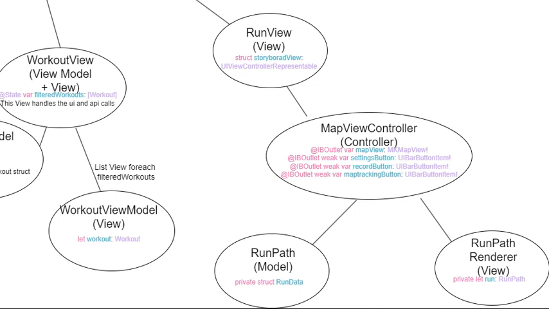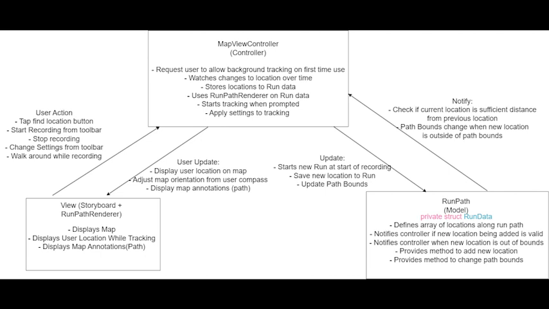Finally, we have the run map view, for which I referenced sample code from the Apple developer MapKit documentation to create a run map using a storyboard with UIKit and MVC architecture. The map view controller is the MVC controller that has several responsibilities. First, it prompts the user to allow background tracking while using the app and starts tracking when prompted. It uses the run path model and run path renderer to draw on the map view.